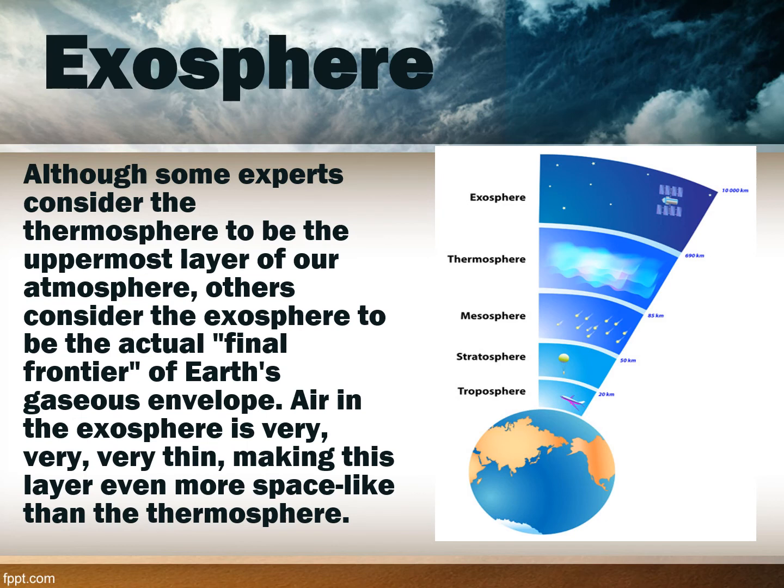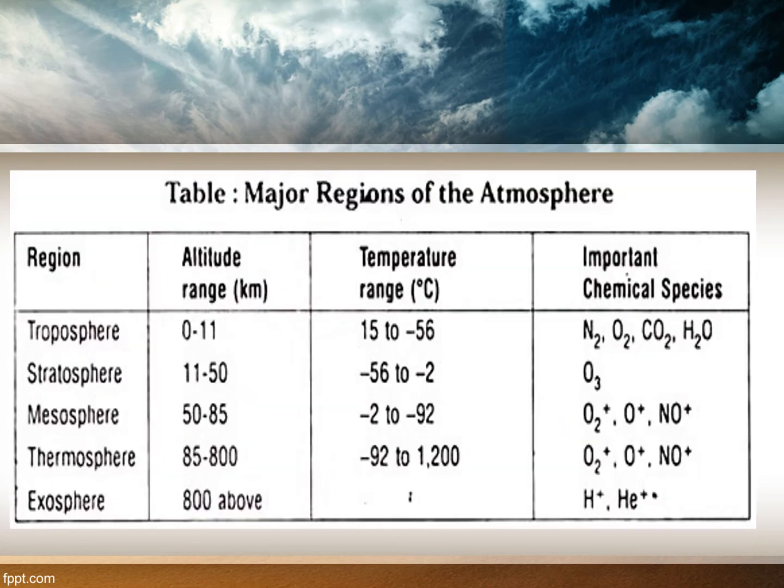And lastly, let's talk about the exosphere. Although some experts consider the thermosphere to be our uppermost layer of the atmosphere, others consider the exosphere to be the actual final frontier of Earth's gaseous envelope. Air in the exosphere is very, very thin, making this layer even more space-like than the thermosphere. These are now the major regions of the atmosphere and the altitude and the temperature range.